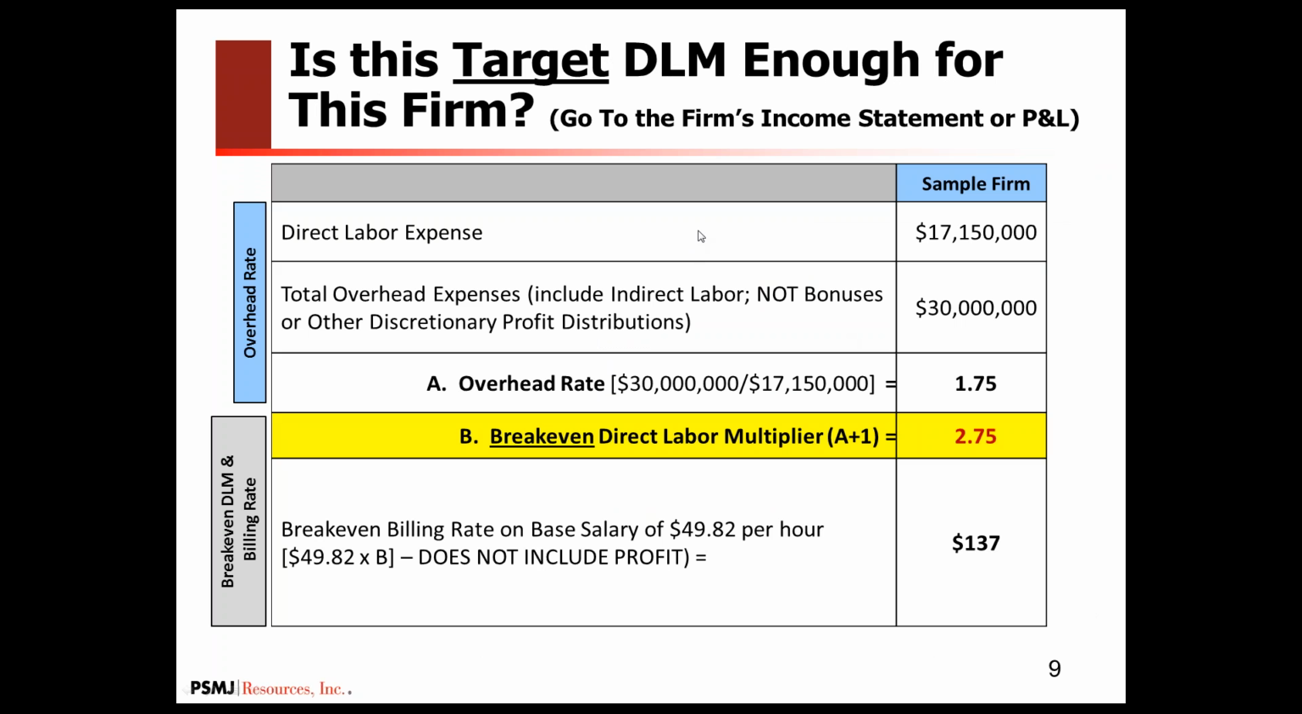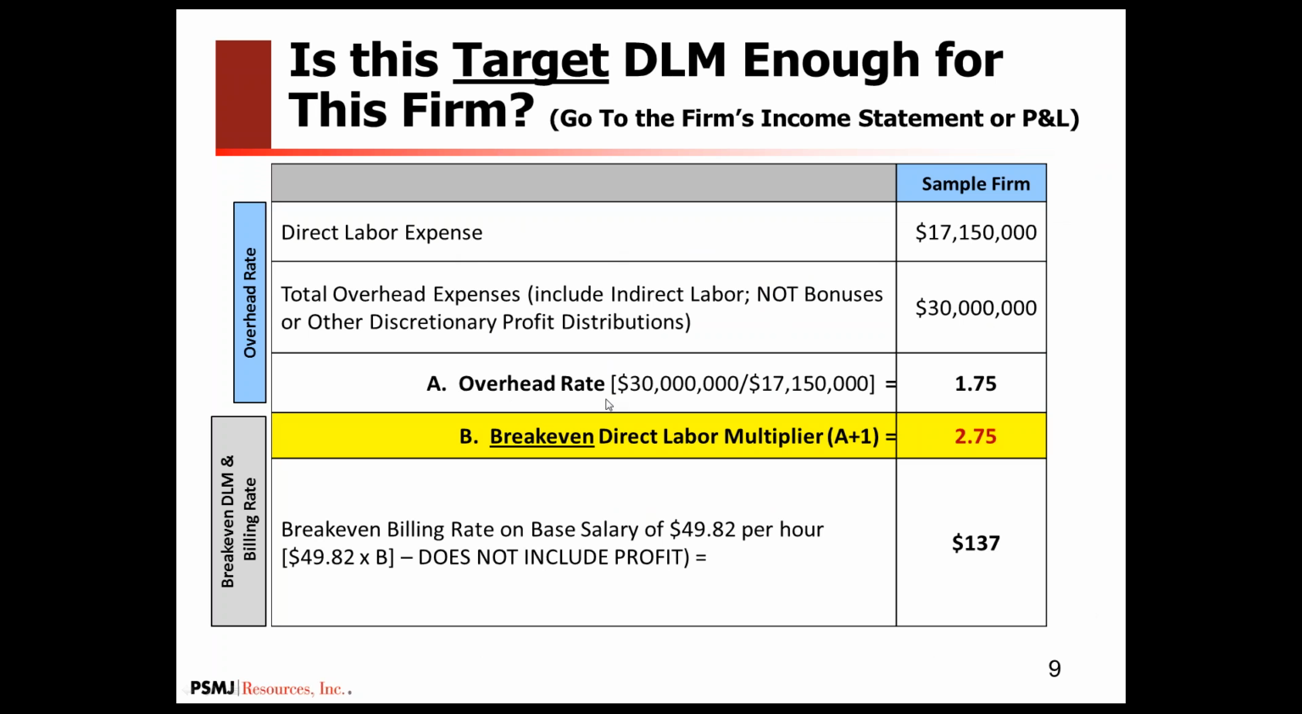So one of the questions we need to ask is, is this target direct labor multiplier of 3.21 for the senior PM enough for this firm? In order to understand that, we need to go to the firm's income statement or profit and loss statement, which are one and the same. So this firm reports direct labor expense of $17,150,000. They report a total overhead expense, which excludes bonuses, taxes, and discretionary distributions, of about $30 million.